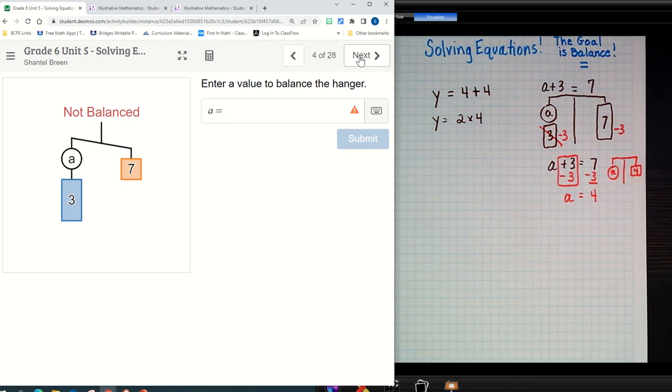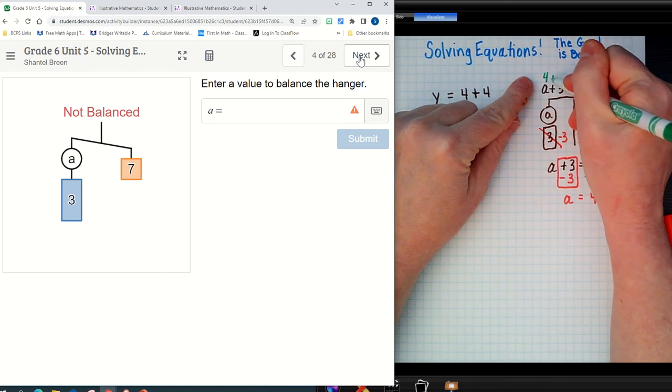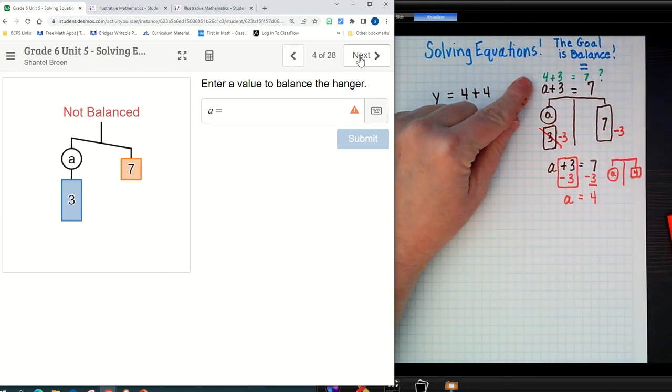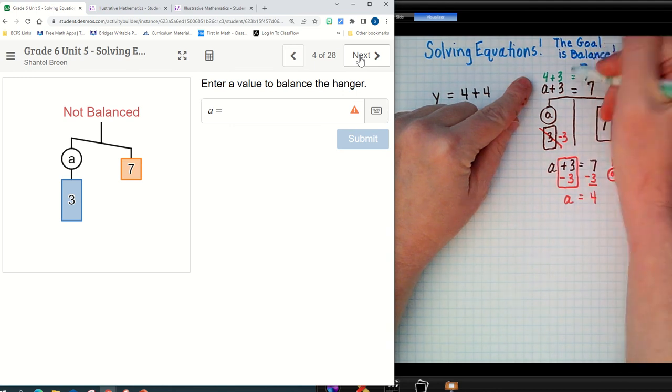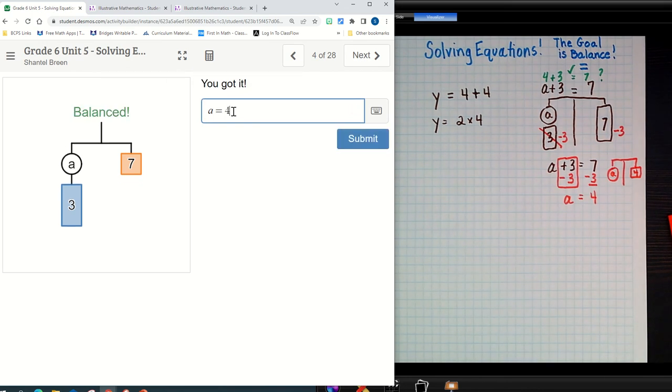Now, how can we test this out? Well, all we have to do is go back up to the beginning. Now, remember, a couple lessons ago, we did this where we substitute. If A equals 4, is the scale balanced? Okay, so let's plug it in. If A is equal to 4, does 4 plus 3 equal 7? Yeah, it does. And I could check with a calculator too just to make sure, but A is equal to 4. Our scale is balanced. And in our Desmos, I can type in 4, and there it is.